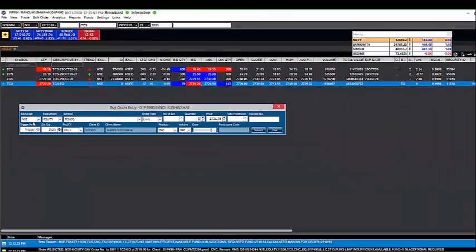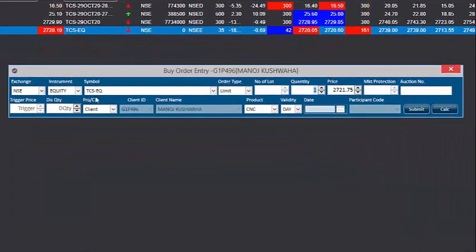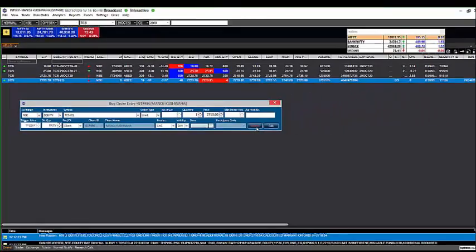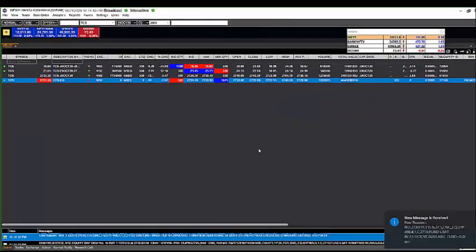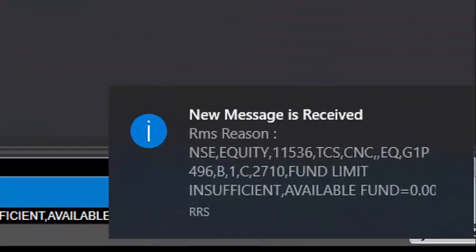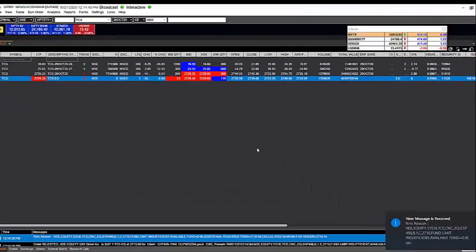Now check the details: exchange NSE, instrument equity, symbol TCSEQ, order type limit, product type CNC since I would like to hold the share in my demat account, quantity just 1, and the price you modify it to 2710. Now you submit and confirm your order. Since there is no balance in this trading account, the order got rejected, as you can see from the RMS message.